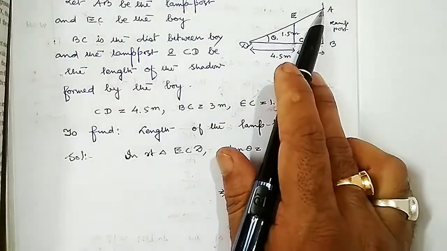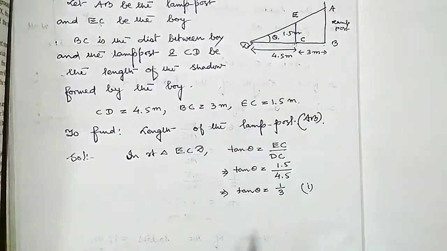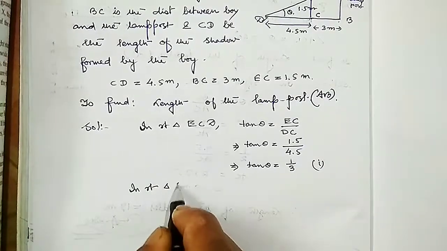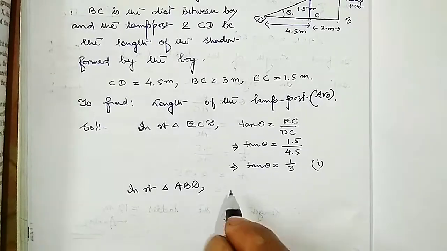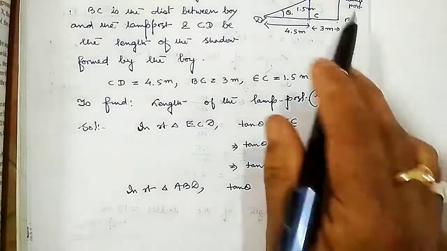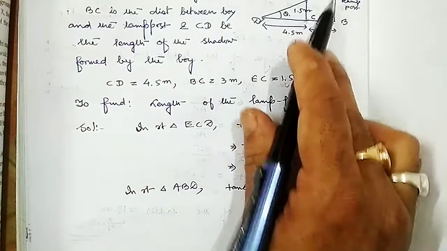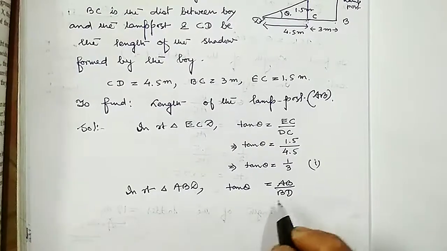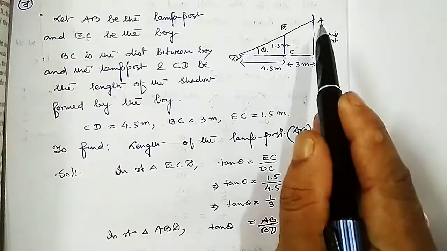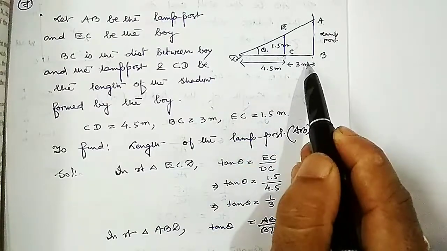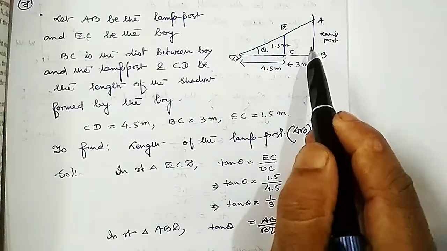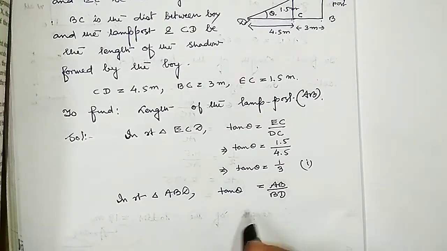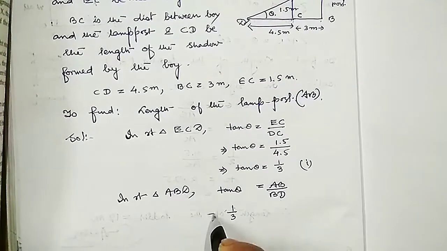If I consider the triangle ABD, the angle will be theta only. So we can write in right triangle ABD, again I can use tan theta. Now we are considering ABD. So tan theta equals AB by BD. Now why am I using tan theta? Tan theta relates perpendicular and base. Here base is given, perpendicular is not given. So we have to use tan theta. Tan theta we know is 1 by 3, from equation 1.